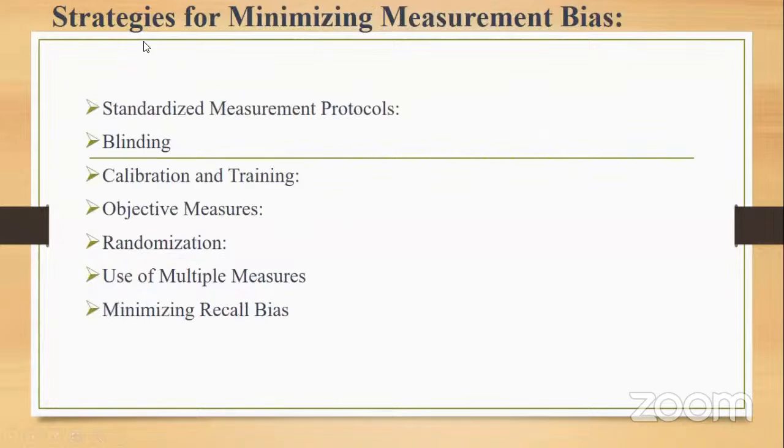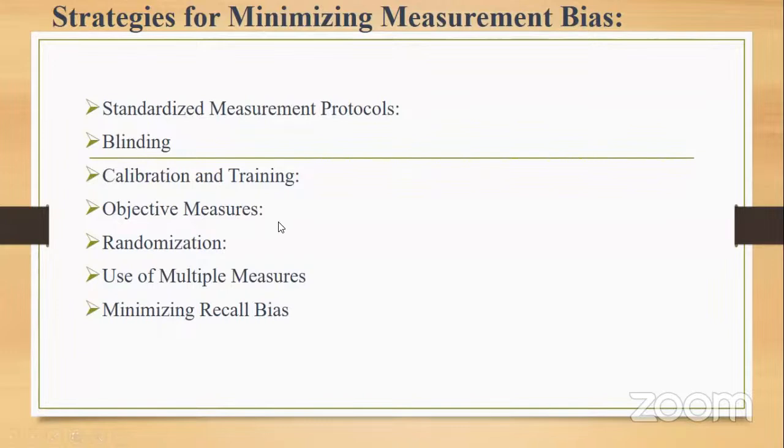So what are some of the strategies we can use to mitigate measurement bias? We should standardize our measurement protocol, and this goes in the planning stage. We can do blinding, and this can be double-blind or triple-blind, even involving the statistician who will be doing the analysis. Calibration and training: calibration of the instruments so that we ensure the instruments used give the same measurement, and training of the observers so that they can read accurately the required measurements.